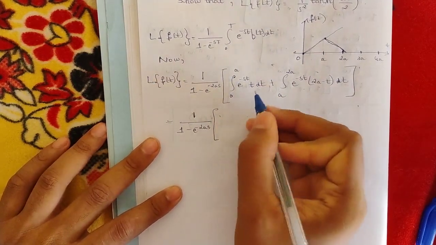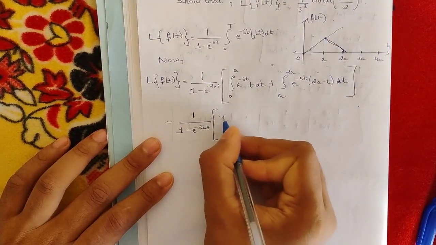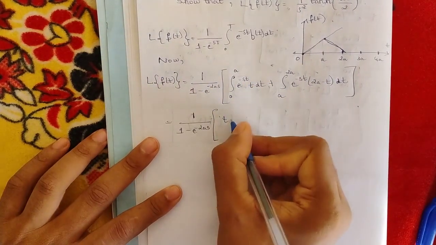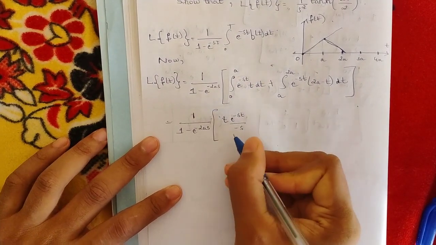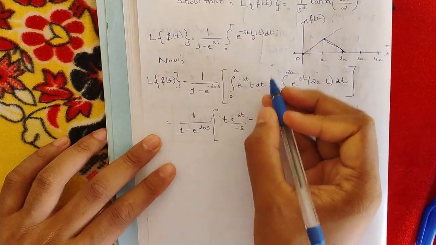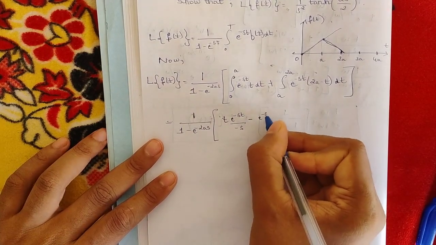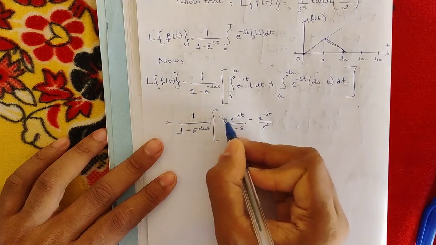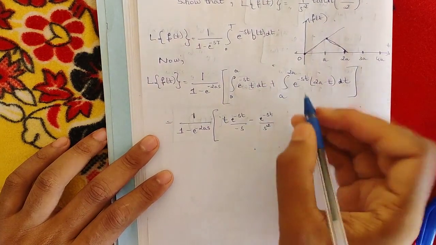So we have two terms. The first term, let us consider t. According to integration by parts, first function into the integration of second function, that is integration of e to the power minus st is e to the power minus st divided by minus s, minus integration of the integrated function, that is e to the power minus st divided by s square, into the differentiation of the first function with respect to t. Differentiation of t is 1.